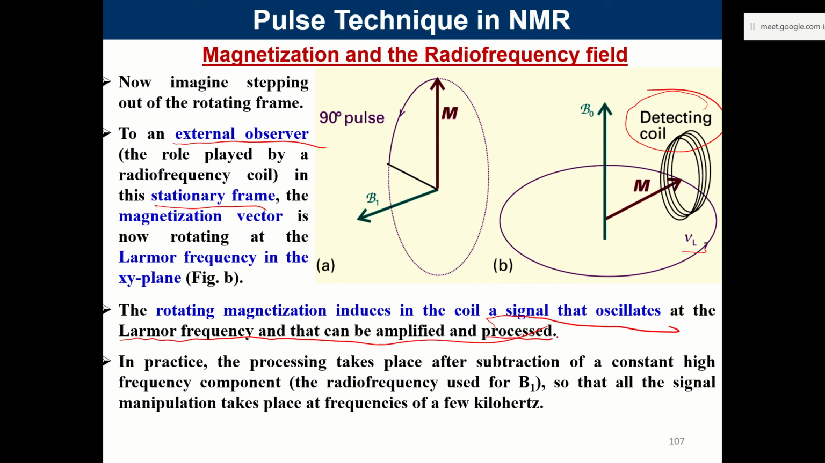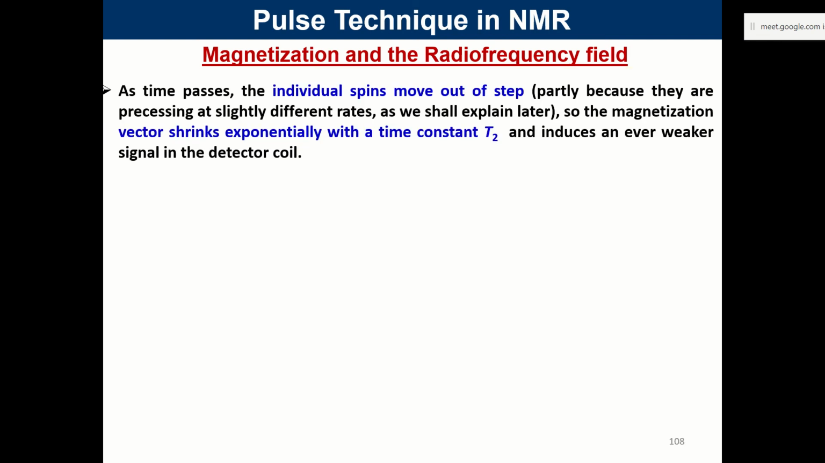The processing is done next. The processing of that signal is done by subtraction of the high frequency signal, so that you can analyze only the signal induced, the oscillation in this coil. That is detected, and it usually comes out in the few kilohertz range. So that is the thing.